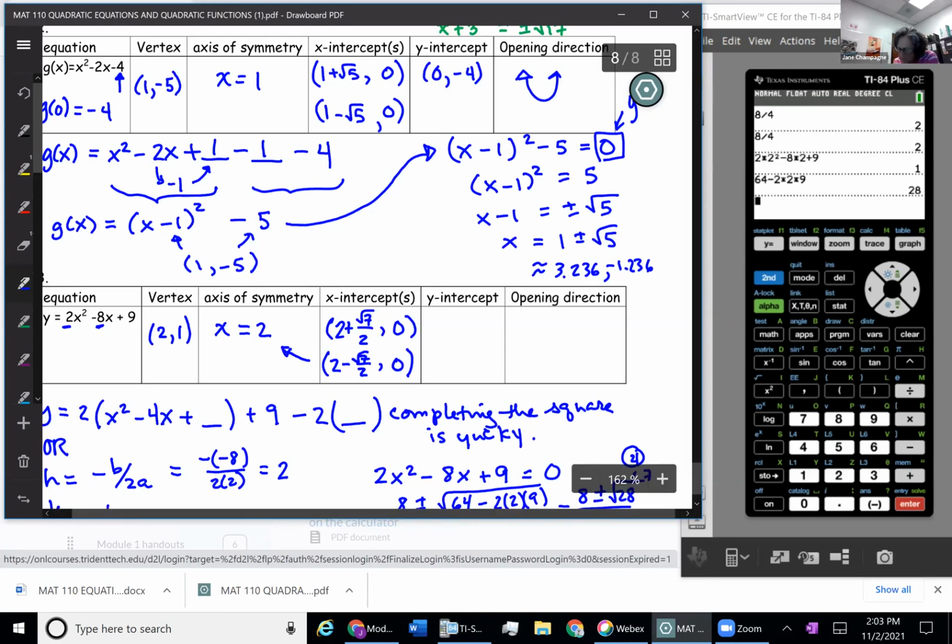The y-intercept is going to be what you get when you plug in 0 for x, and that's going to give you that constant of 9, and this one is also opening upward.